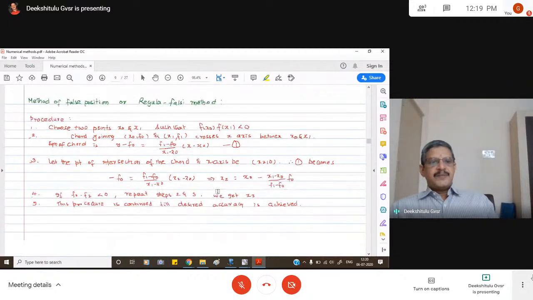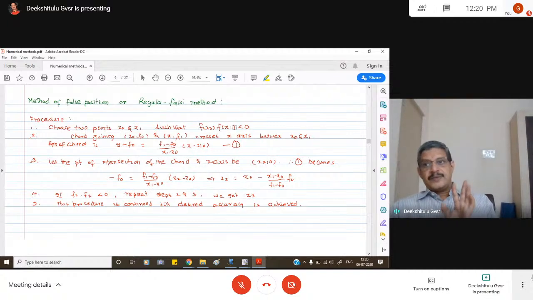So the next method is the method of false position. With this method, I will stop. The method of false position is also known as the regula falsi method. The procedure is to choose two points x0, x1 such that f of x0 into f of x1 is less than 0. Again, the same intermediate value theorem.